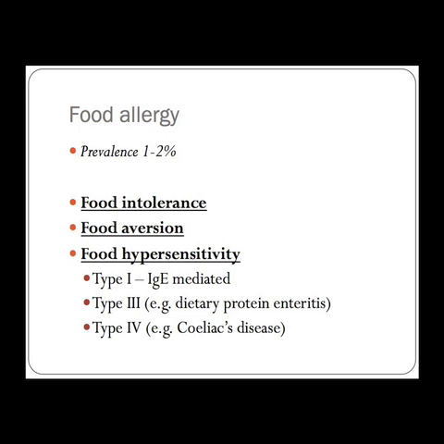hypersensitivity, which may be type 1, an IgE-mediated reaction, type 3, such as dietary protein enteritis in children, and type 4, celiac disease. The most important type 1 foods to be aware of are peanuts, fish and shellfish, tree nuts, and sesame seeds. Management involves avoidance and giving the patient EpiPens for severe reactions.